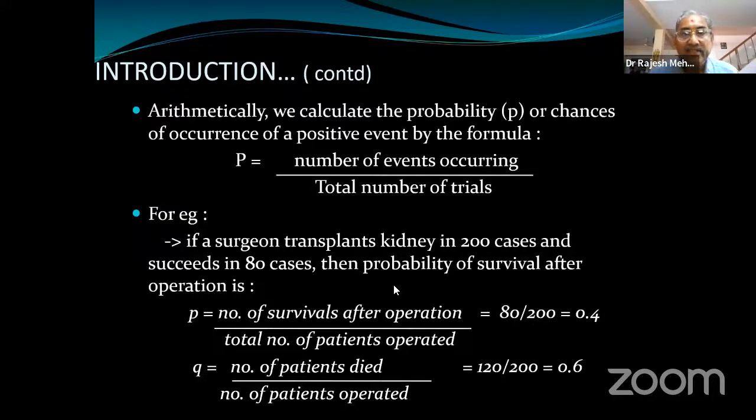And in this case, kidney, what is the chance that a person will die? So 0.6 is the chance. Probability of dying is 0.6.